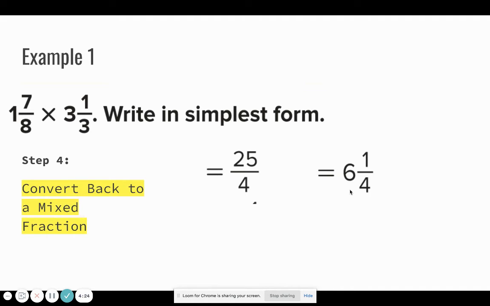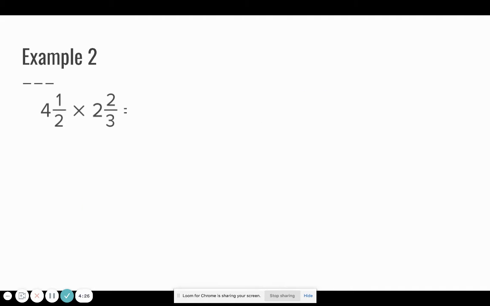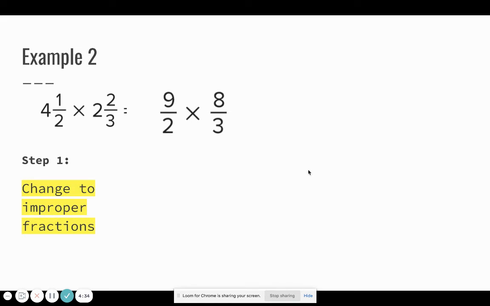All right, I'm going to show you another one. Here I've got a mixed fraction equation, 4 1/2 times 2 2/3. First step, I'm going to change it to improper. 2 times 4 is 8, plus 1 is 9. I got 9 over 2. 2 times 3 is 6, plus 2 is 8. I got 8 over 3.